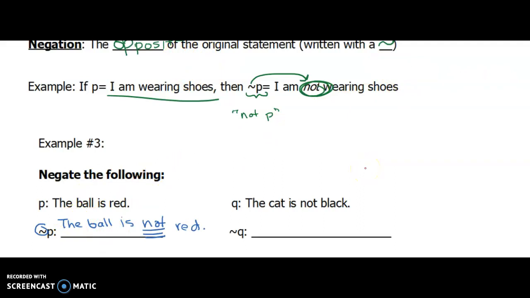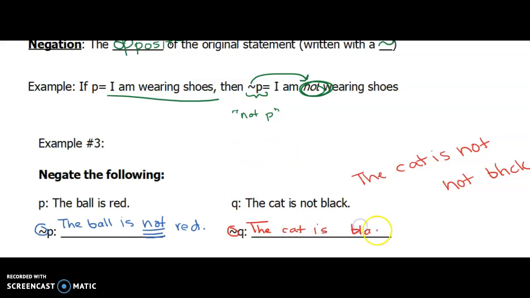All right, so the cat is not black. So this not here tells me the cat is not black. Some of you are like, not what? Well, if a cat is not black, that would mean the cat is black, right? If the cat is not black, that means the cat is black. Double negative is a positive.